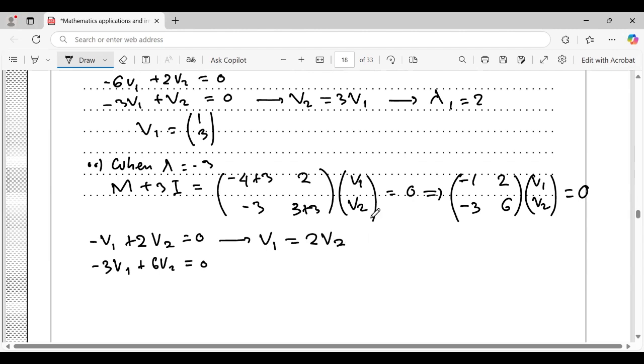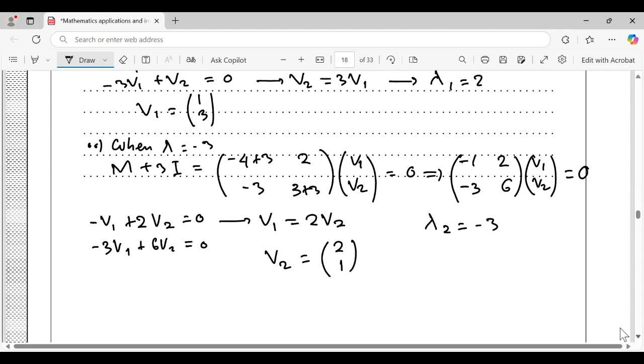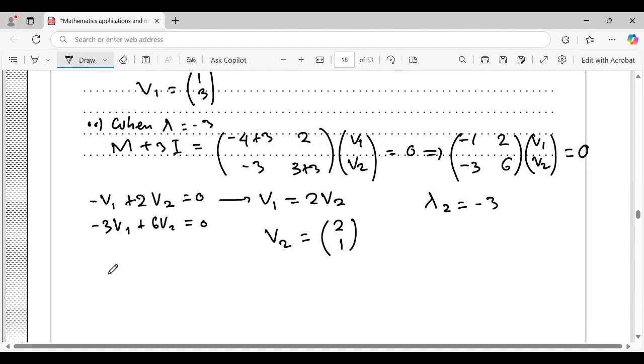So the eigenvector corresponding to lambda 2 equals minus 3 is phi 2 equals (2, 1). So we can find matrix P, where phi 1 is (1, 3) and phi 2 is (2, 1). Let's continue.